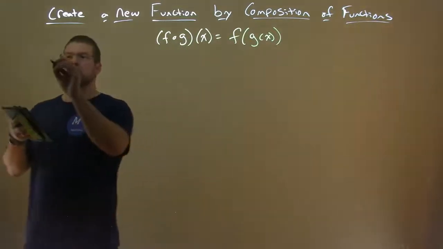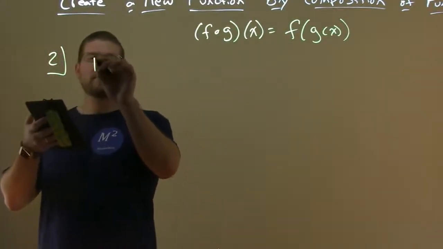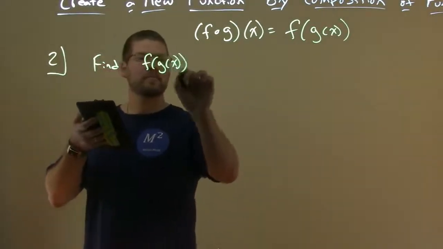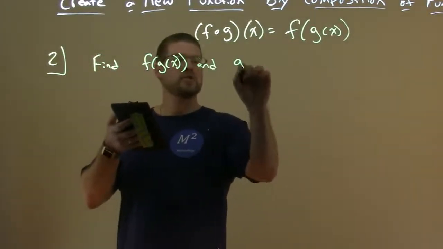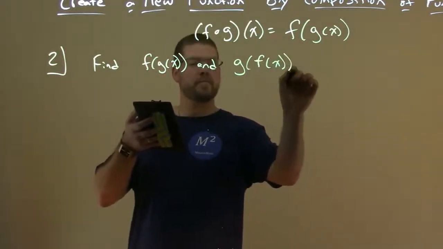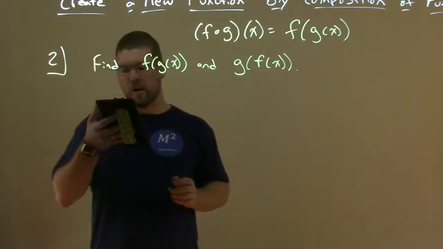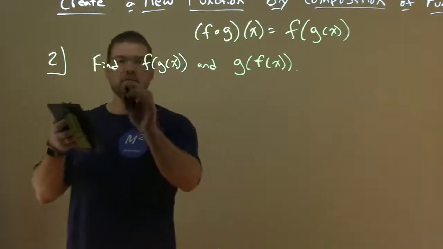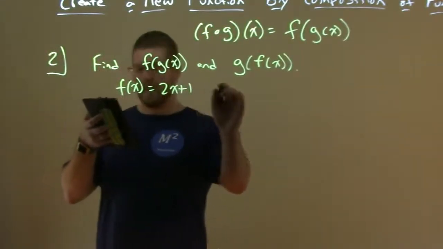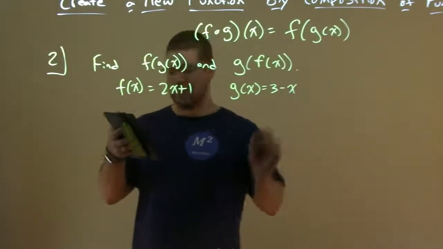So, number 2. Using provided functions, we want to find f of g of x and g of f of x. Alright, and we're going to determine if the composition function is commutative. So we'll start with this first. f of x is equal to 2x plus 1, and g of x is equal to 3 minus x.